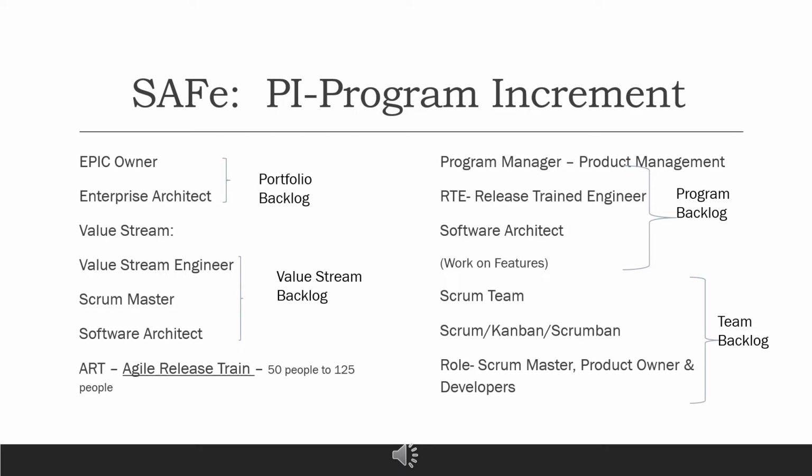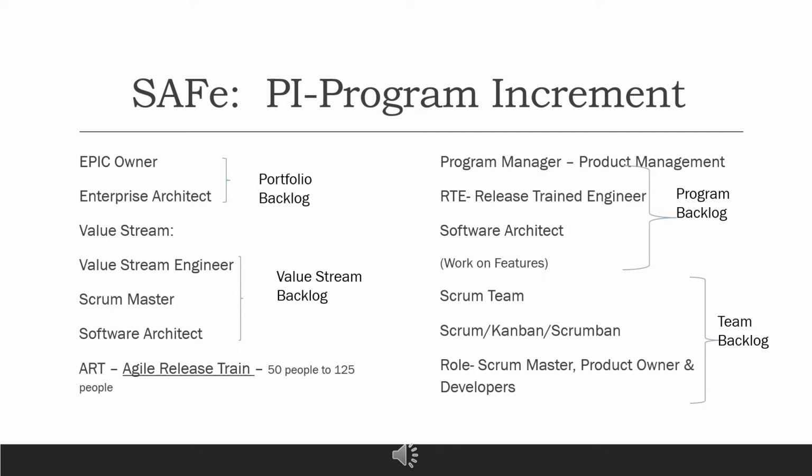In the program level, in Safe Agile, there are again three different roles: the program manager, that is actually product management, then the RTE, that is release train engineer, and then the software architect. So this will be at the program level, and there will be one backlog, that is the program backlog. So with the epic owner and enterprise architect we have the portfolio backlog. Then we have the value stream, with three people: value stream engineer, scrum master, and software architect. We have a value stream backlog. And then we have the program level.